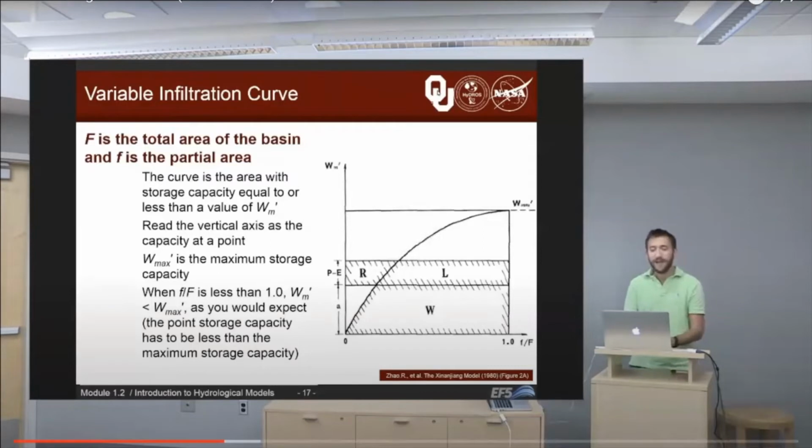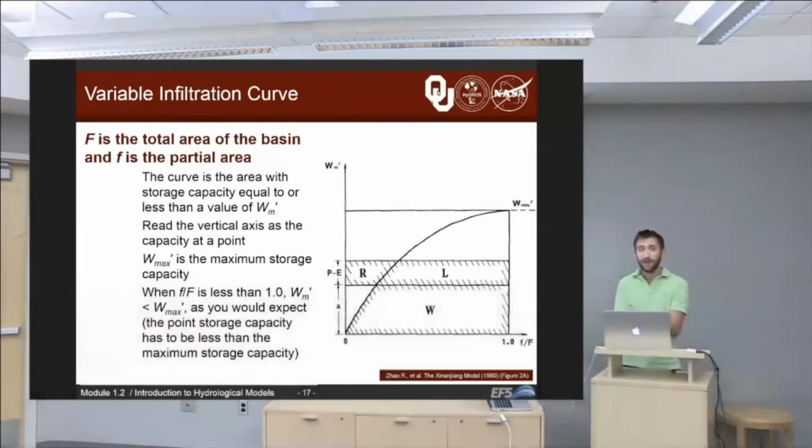we're considering. And so as you move from left to right across the figure, over on the left-hand side where you see a 0, we're not considering any of the basin there. And over at the right-hand side where you see 1.0, we're considering the entire basin.